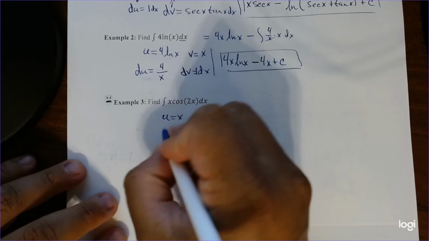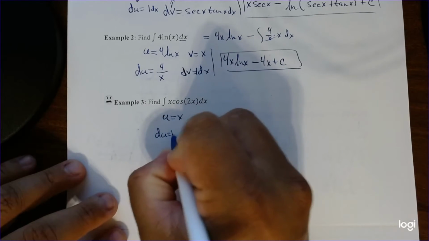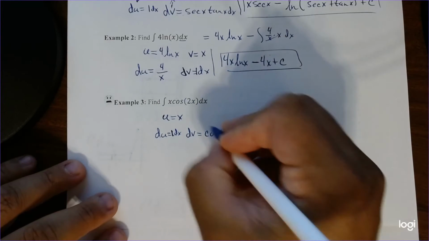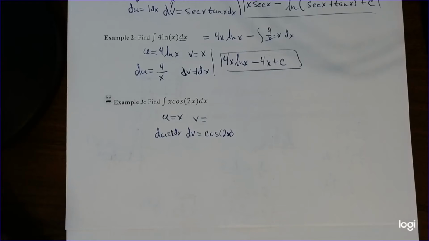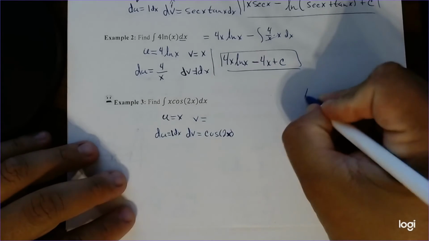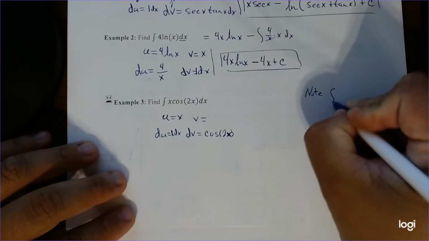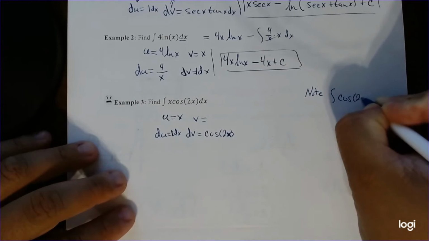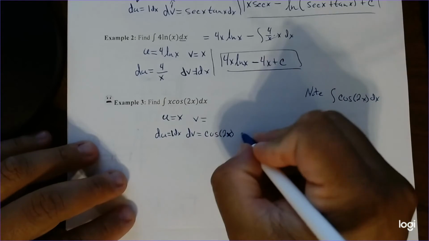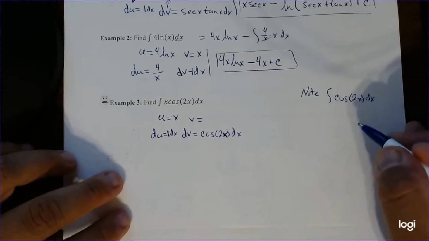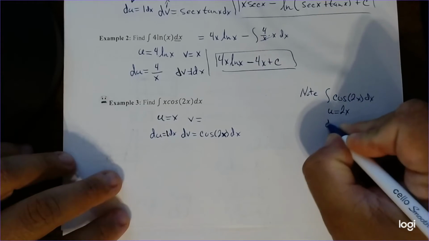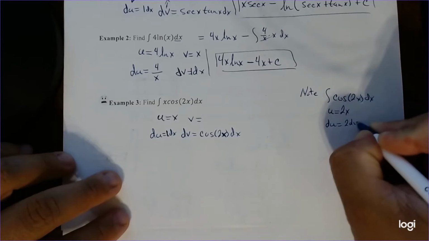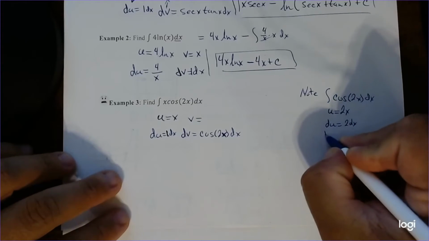So the derivative du is just going to be 1. And now this integral, what's the integral of cosine of 2x? Probably something you don't know off the top of your head, right? So on the side, we have to make a little note. We've got to find the integral of cosine of 2x. This is actually using the substitution rule. So let's say u equals 2x. Therefore du equals 2, so we don't have that 2, so we just divide by 2.